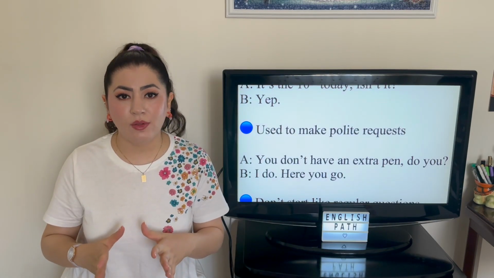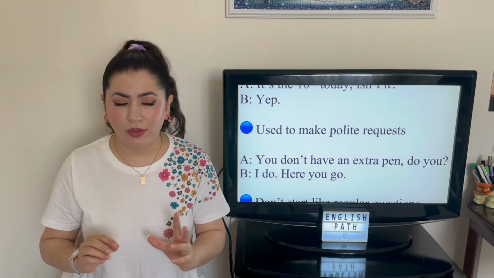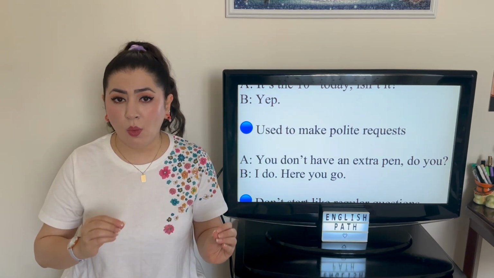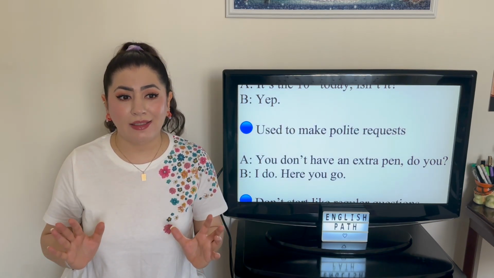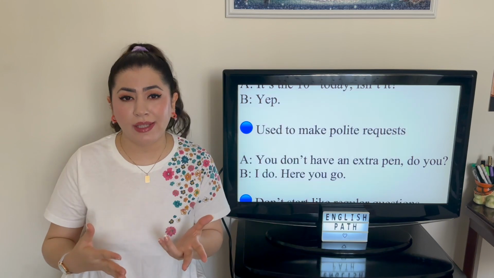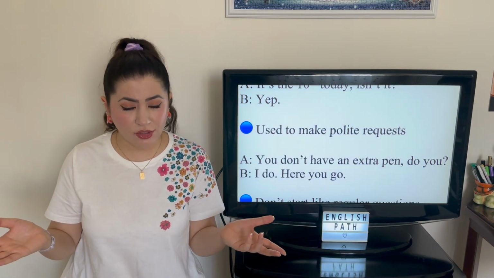Tag questions can also be used to make very polite requests. For example, you and your friend are doing homework together. Your pen suddenly runs out of ink and you want to ask your friend if she or he has an extra pen. You can say, you don't have an extra pen, do you?